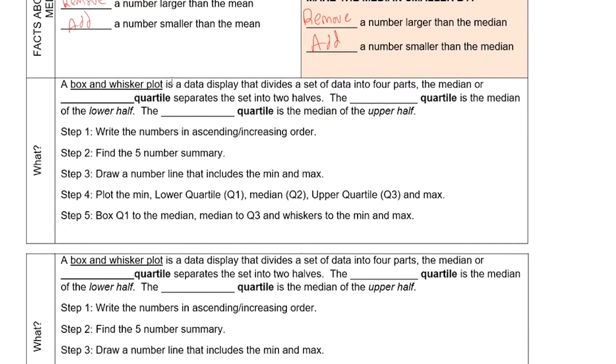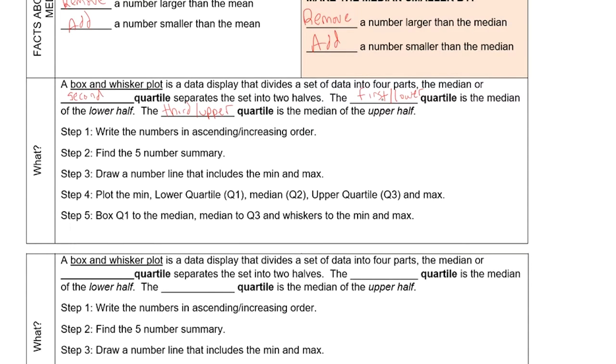All right, next we are going to look at a box and whisker plot. A box and whisker plot is a data display that divides a set of data into 4 parts. The median, or second quartile, separates the set into 2 halves. The first, or lower quartile, is the median of the lower half, and the third, or upper quartile, is the median of the upper half.